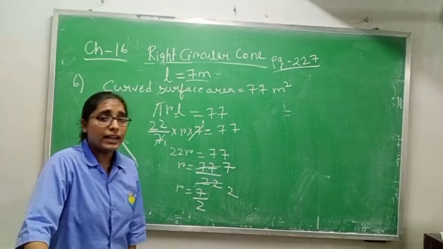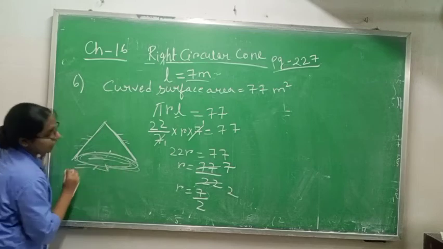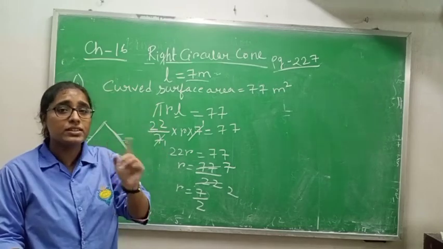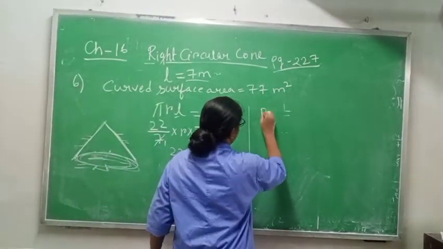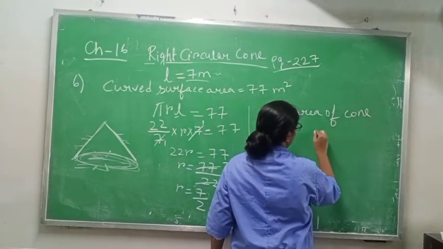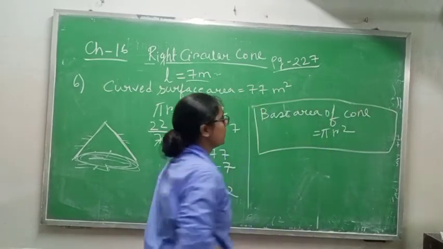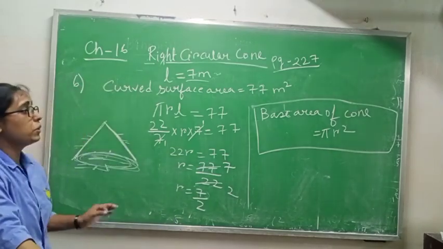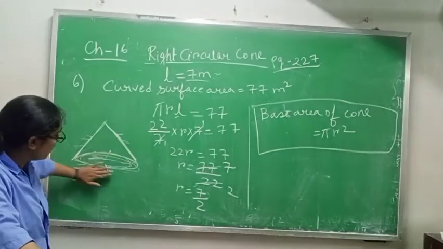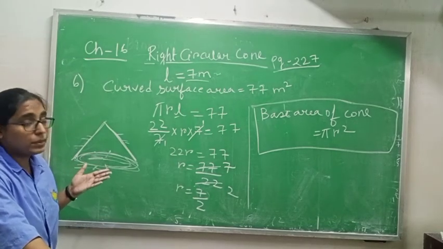Now they are asking find the base area. Base area means they are asking area of this part only. And we know that base area in a cone, base is like a circle. Base area of cone is always pi r square. Please write this one because maybe you will get confused which formula we will use when we are finding base area of the cone. Base area means we are finding this one, the lower portion. Lower portion is in the shape of a circle and it will be pi r square.